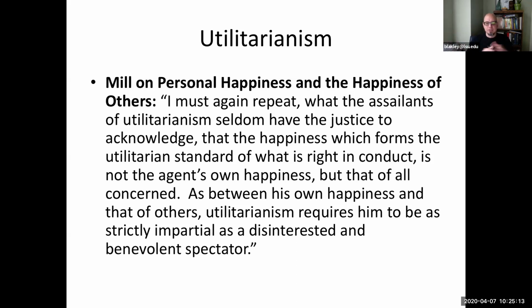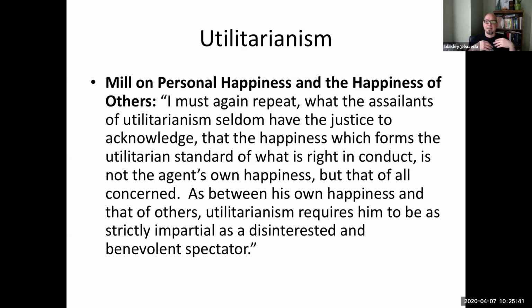So the agent's own happiness counts, but it doesn't count any more or less than anybody else's, right? So he says, between his own happiness and that of others, utilitarianism requires him to be as strictly impartial as a disinterested and benevolent spectator. So if I'm faced with a choice, think about possible circumstances here of being set up such that I have to choose between saving the life of my own mother and the life of 10 strangers. According to utilitarianism, I have to save the lives of the 10 strangers because that's more happiness.